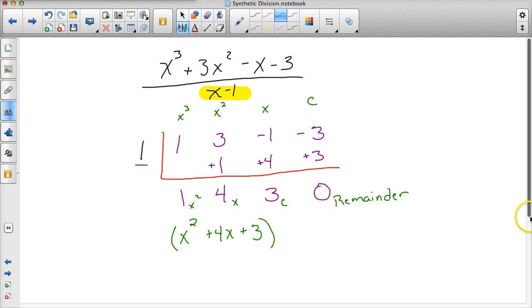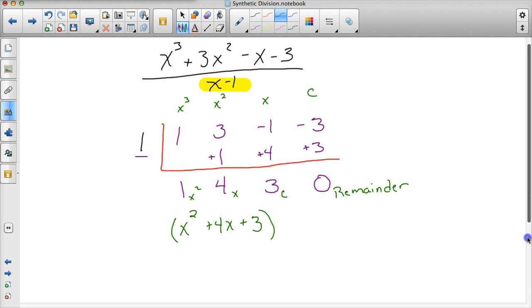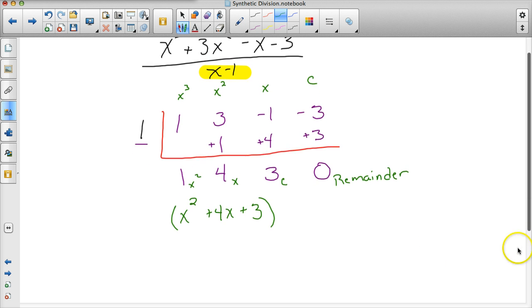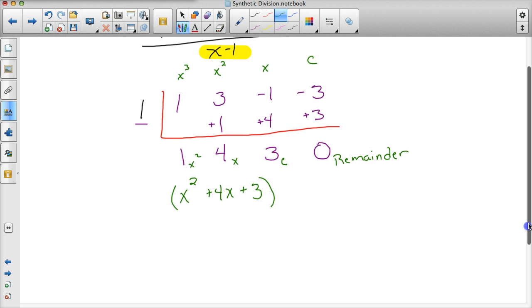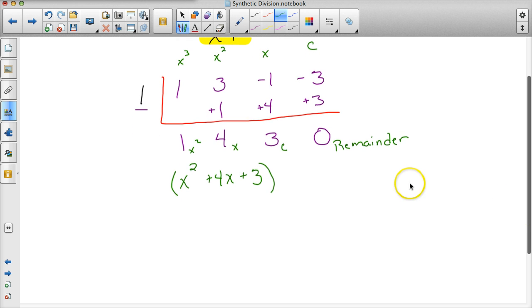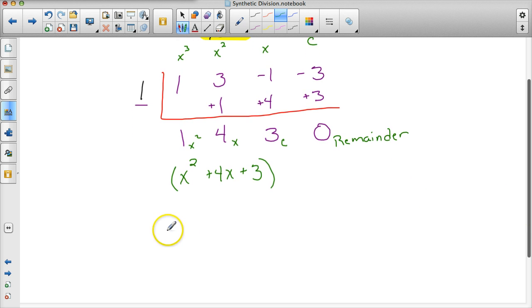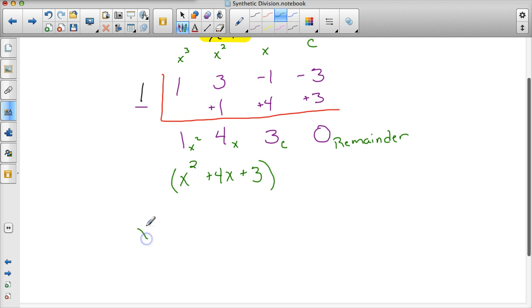So I want to check my work to be sure that I've done this correctly. So remember, when we check our work, we multiply. So we're going to multiply x minus 1 times x squared plus 4x plus 3. If you remember, when I multiply a trinomial times a binomial, I like to do it vertically.